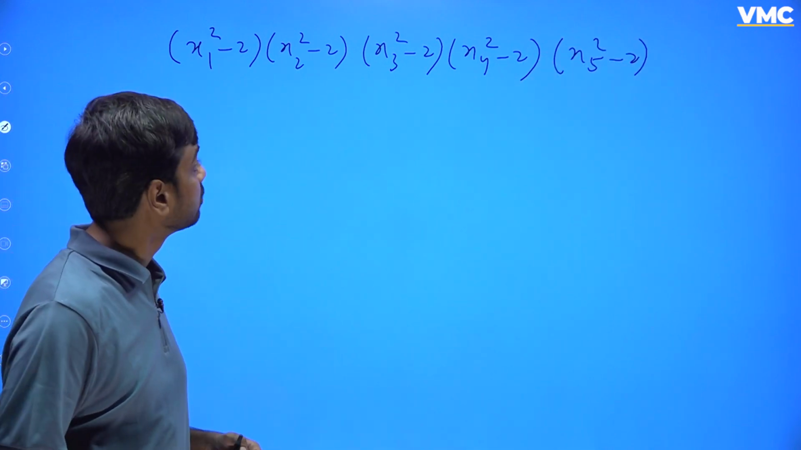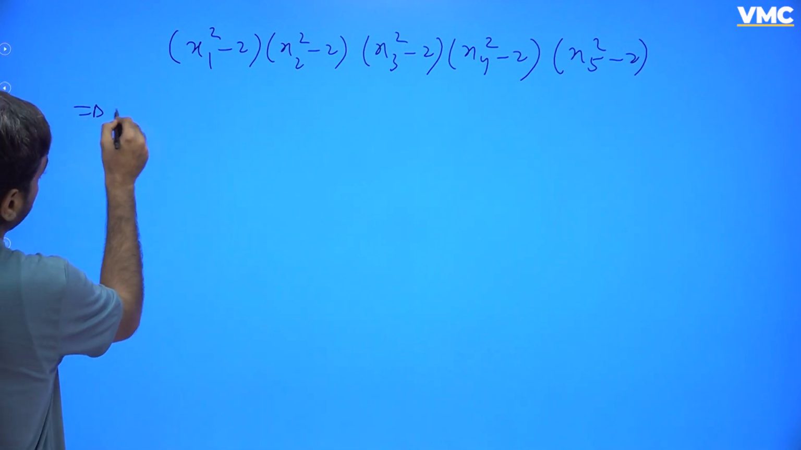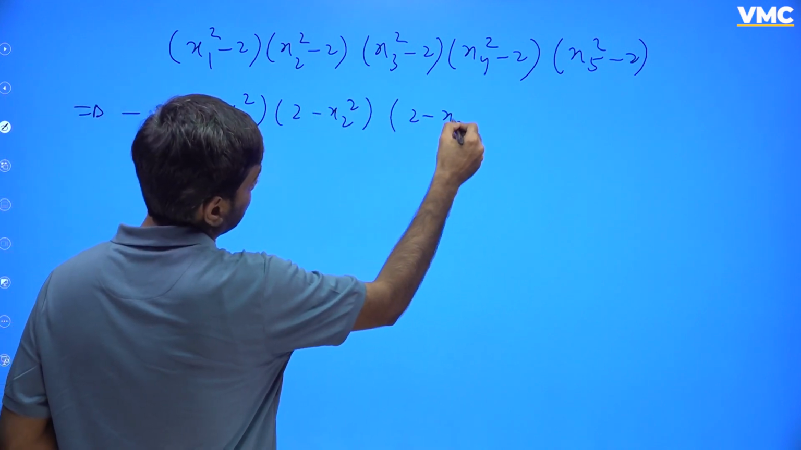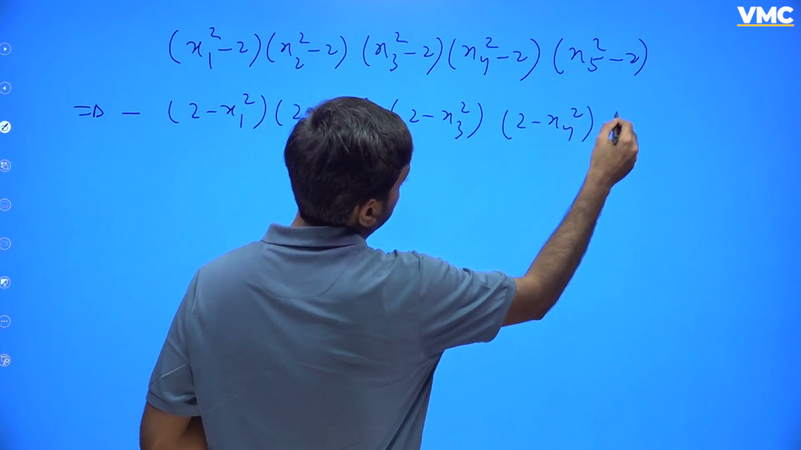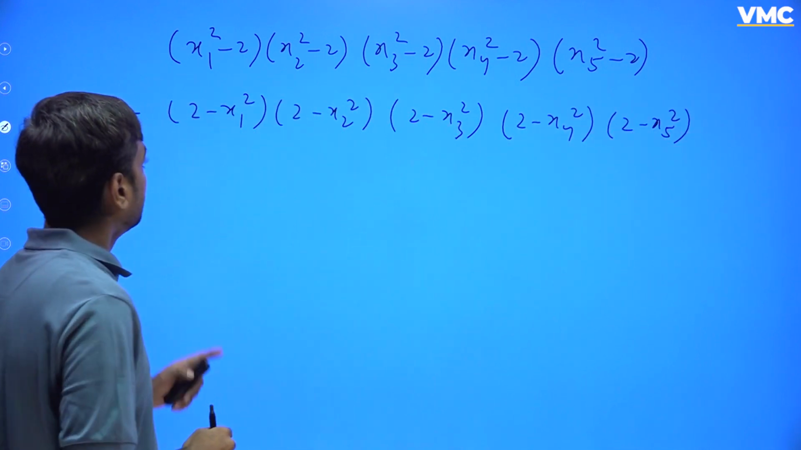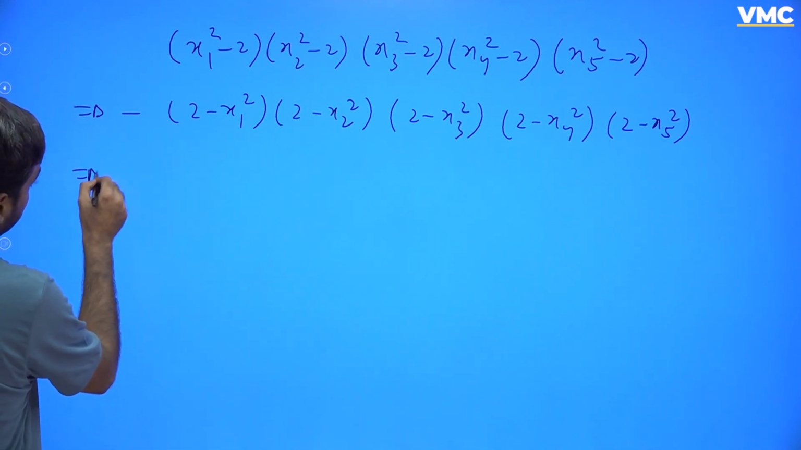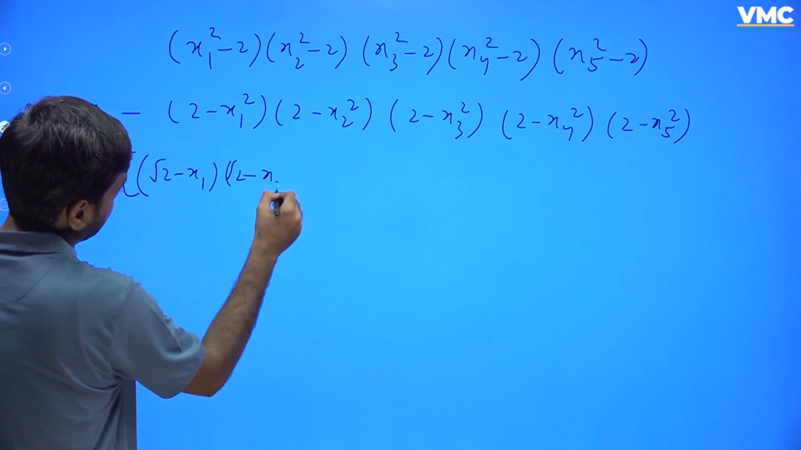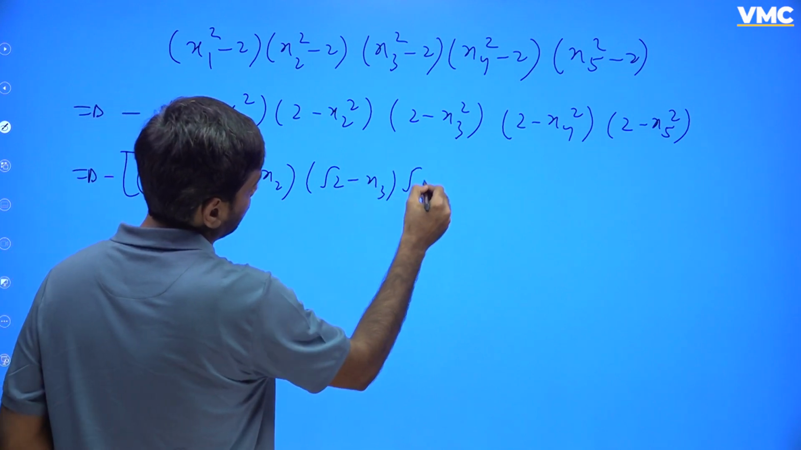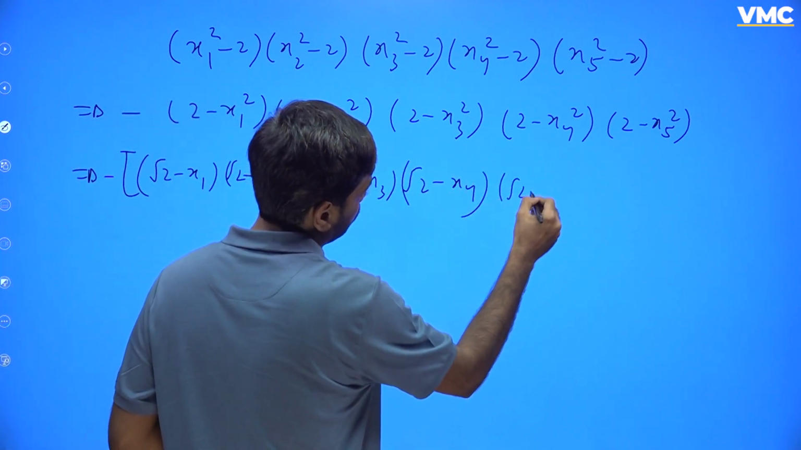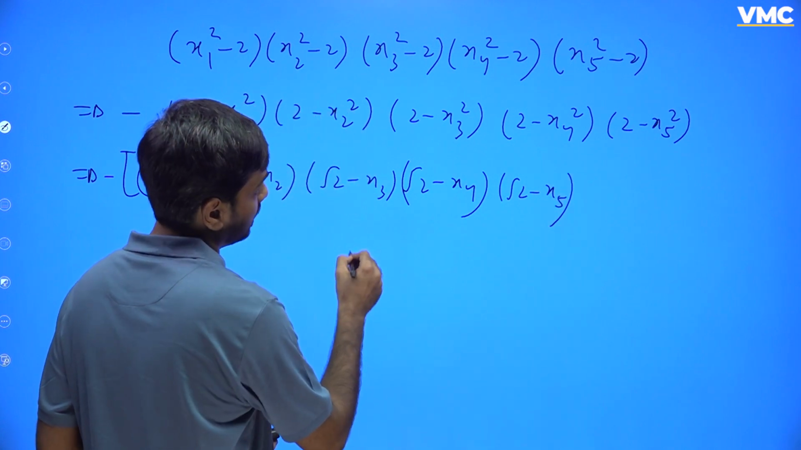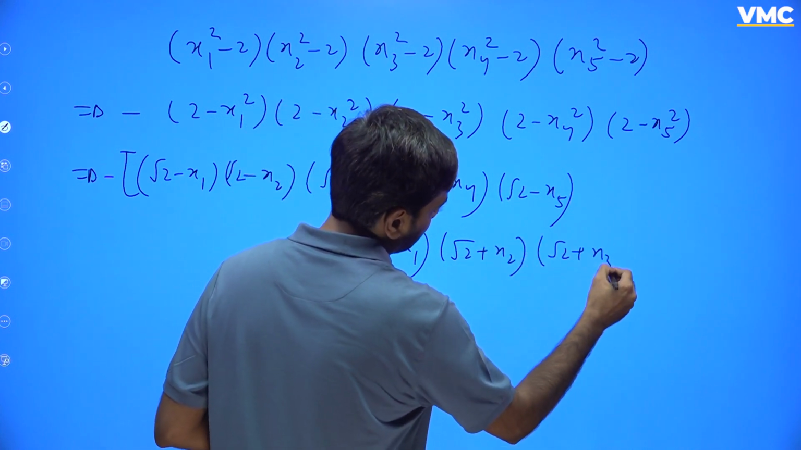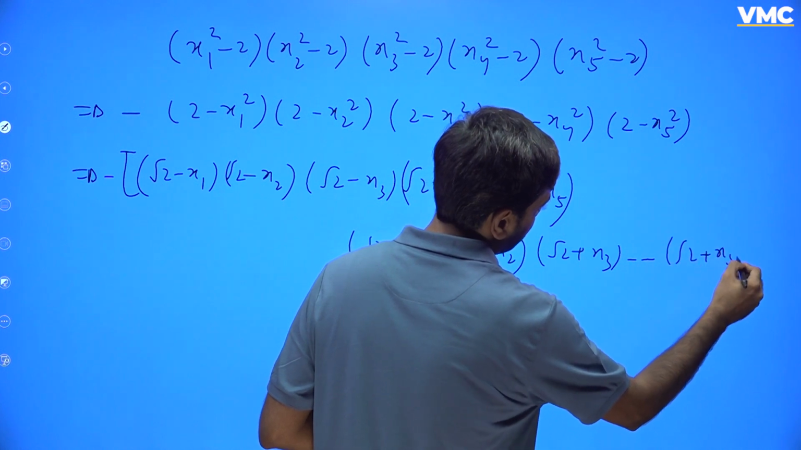So when you multiply this, that will be complex. So what I'm going to do is write it this way first. I can write 2 minus x1 square, 2 minus x2 square, 2 minus x3 square, 2 minus x4 square, and 2 minus x5 square. We can use the identity a square minus b square, so I'm going to split this, taking the plus 1 together. So root 2 minus x1, root 2 minus x2, root 2 minus x3, root 2 minus x4, and root 2 minus x5, right? In the same way, you can also write root 2 plus x1, root 2 plus x2, root 2 plus x3, and the last one is root 2 plus x5, right?